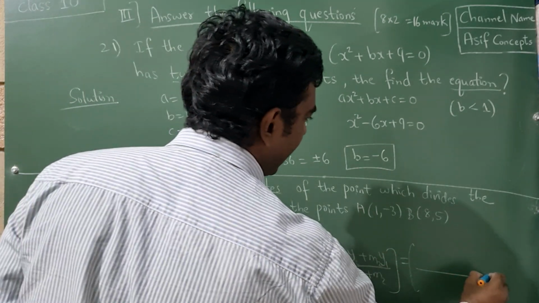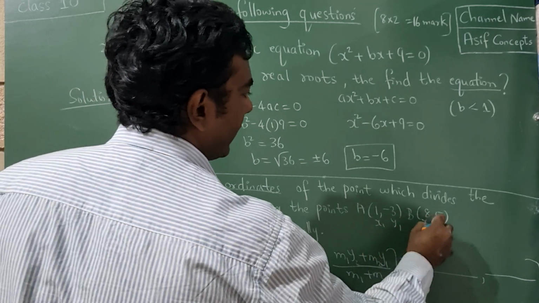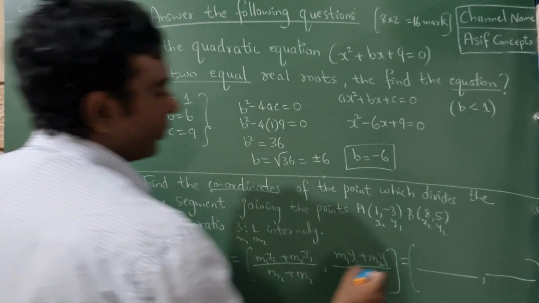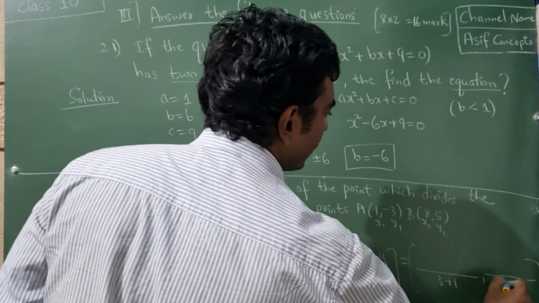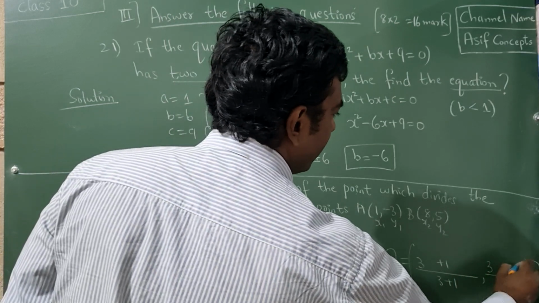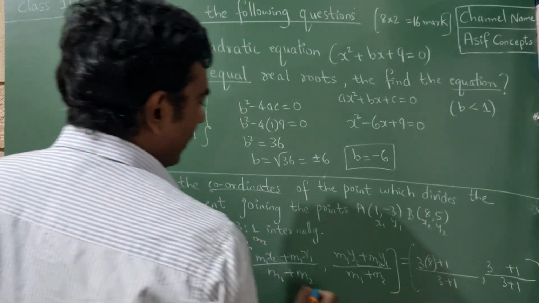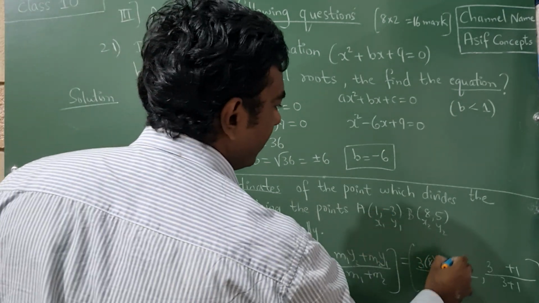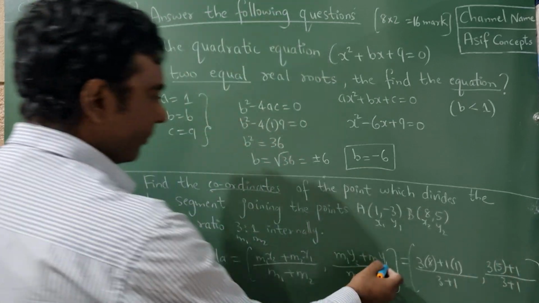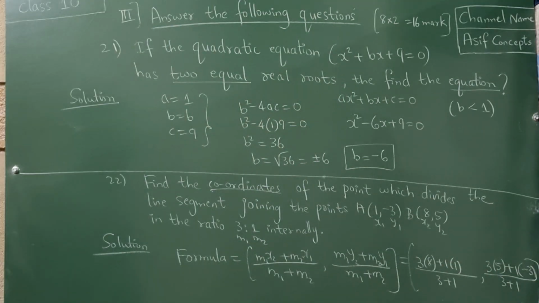Now let us substitute the values. So this is x1, y1, x2 and y2. First let me write the ratio m1 and m2. That is 3 plus 1. Here also 3 plus 1. Here 3 plus 1, here 3 plus 1. Now what is the value of x2? It is 8. Now what is the value of x1? It is 1. And y2 will be 5. y1 will be minus 3. Okay.